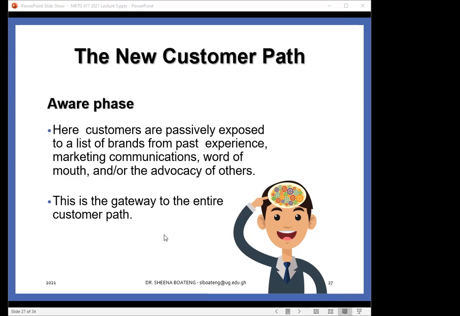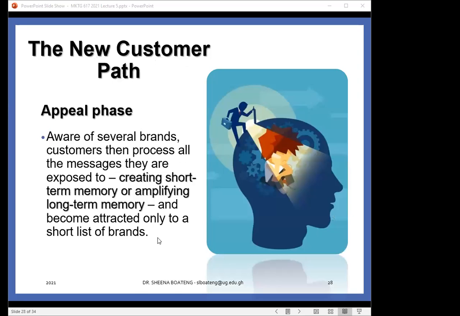Now, beyond the gateway to the path, which is the aware phase, we move on to the phase which is known as the appeal phase, right? And at the appeal phase, the customer is now aware of several brands based on the information they were able to gather from the aware phase, right? So they begin to process all the messages that they have been exposed to at the aware phase from the different sources, through marketing communication, through word of mouth, through advocacy. And they process these by creating short-term memory, right? As well as amplifying their long-term memory.